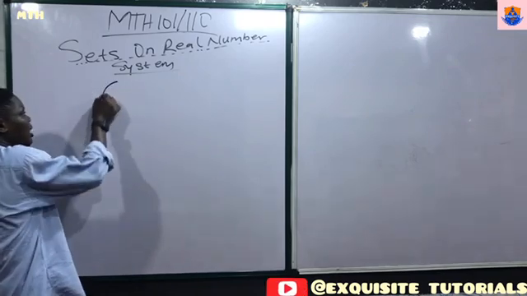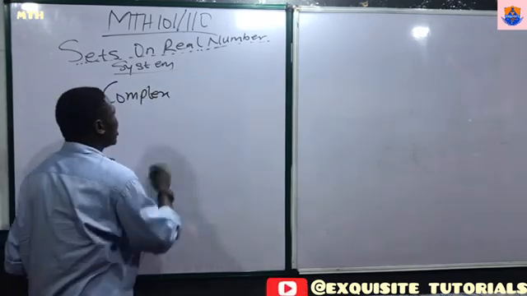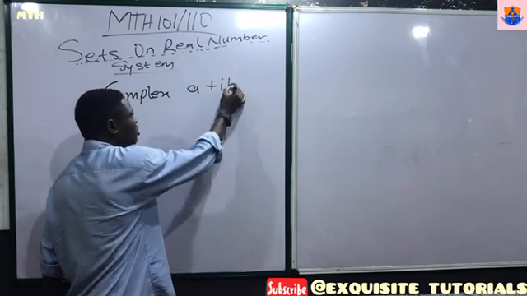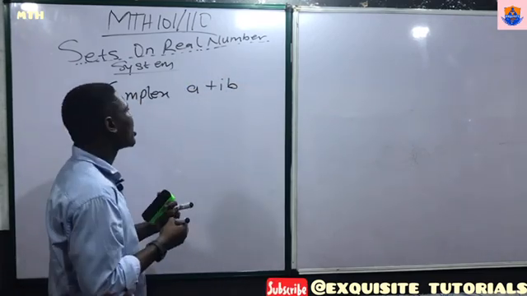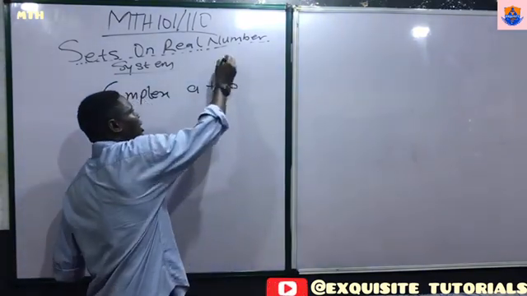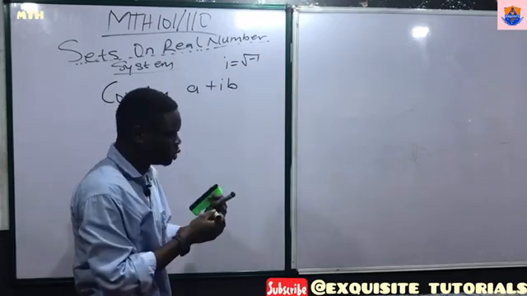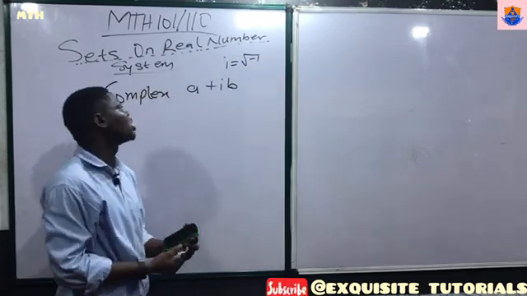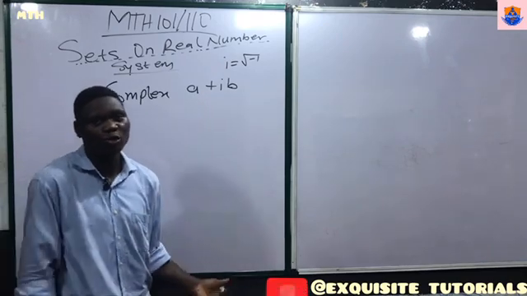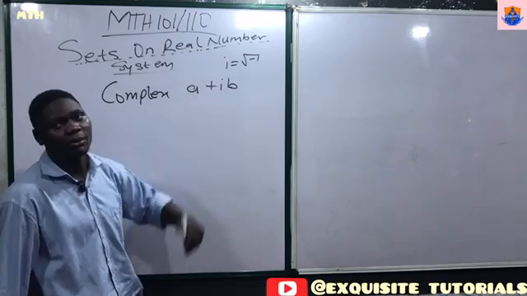A complex number is given as a plus ib. Now, this a and b are actually any number you know, and our i is the square root of -1. This is what we call the imaginary number. So all complex numbers are always in this form. a is any number you know, like 2, square root of 3, 1, 4, 0.5, and so on. Same thing applies to b.